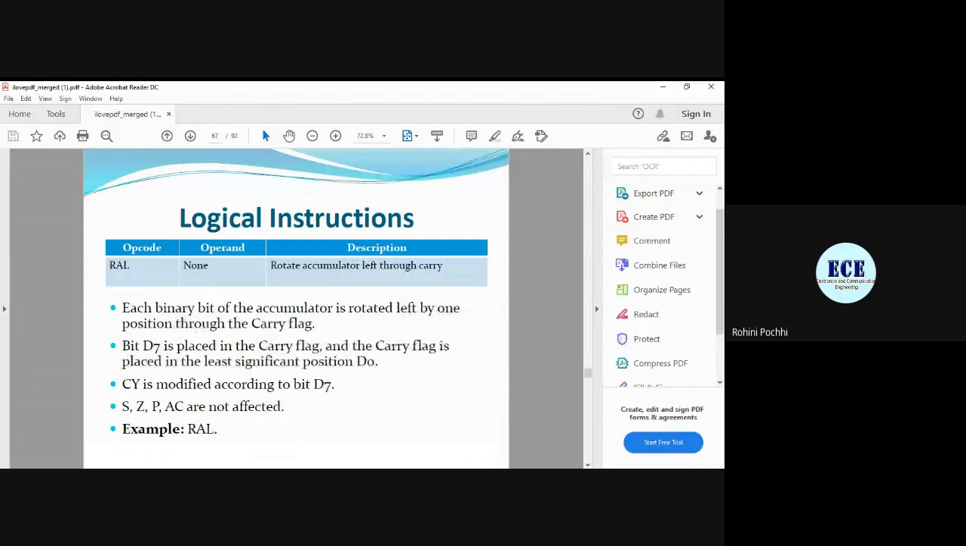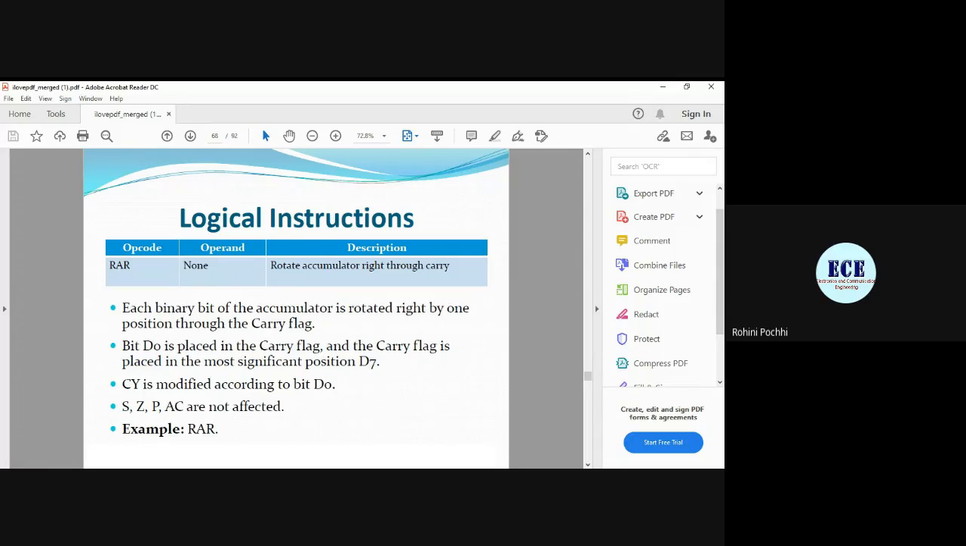RAL means rotate accumulator left through carry. Each binary bit of the accumulator is rotated left by one position through the carry flag. Bit D7 is placed in the carry flag, and the carry flag is placed in the least significant position, that is D0. Carry flag is modified according to the bit D7.